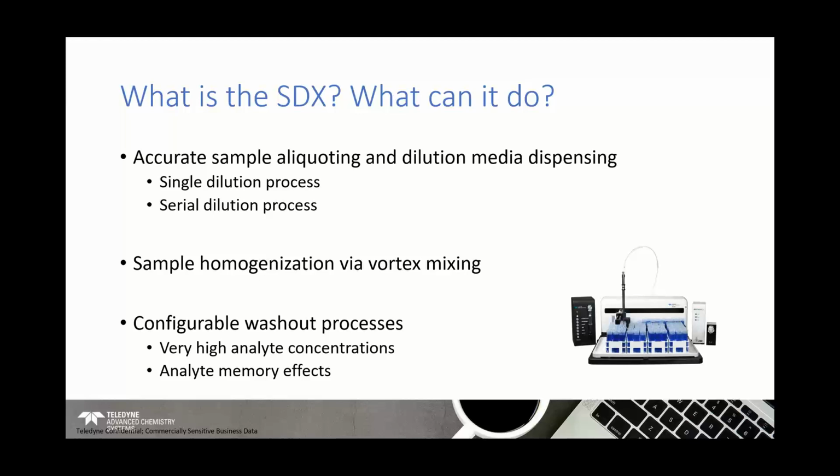And then as part of all of this, and I'll show you this later on, we've got configurable washout processes with this system as well. For applications where you might have samples that contain a very high analyte concentration, or analytes that have known memory effects, for example iodine or mercury, we can configure our rinse cycles, washout cycles, to make sure that after a sample introduction we're ready for the next sample, and there'll be no carryover of analyte signal from one sample to the next. So bringing in that accuracy and precision that we're interested in.